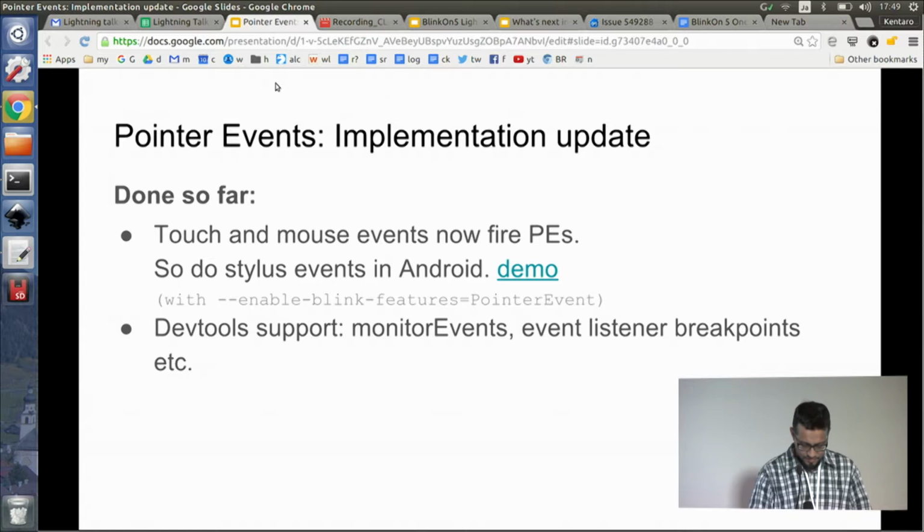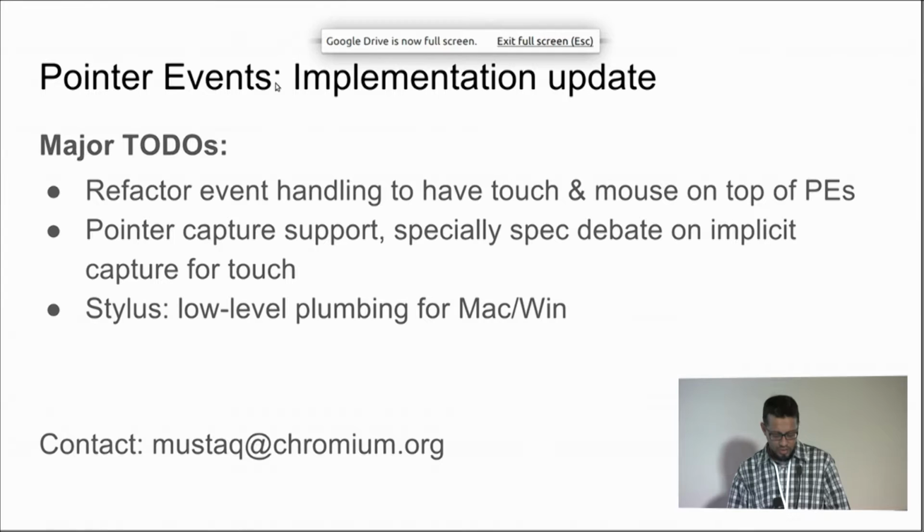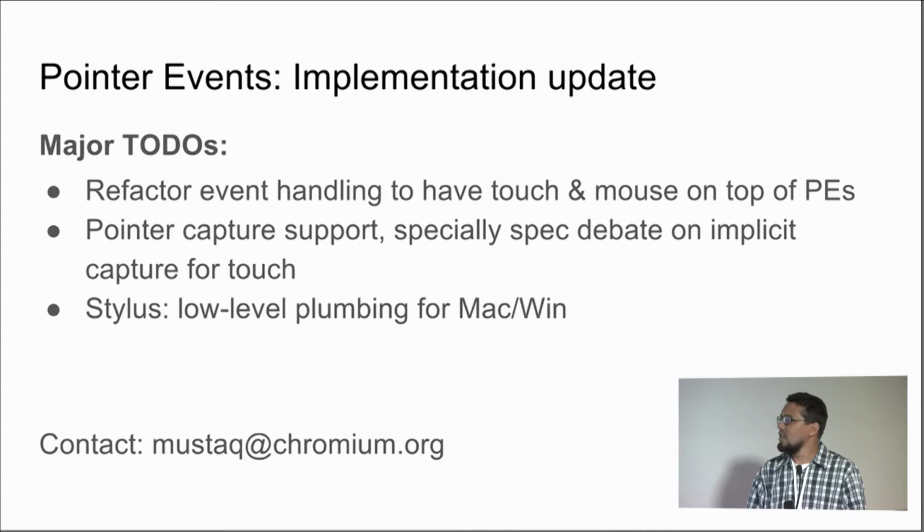And next, what are the major things that we need to do? First of all, we need to do a bit of refactoring in the event handling code in Blink. Currently we have event handling still driven by touch and mouse events, and we are firing pointer events as secondary events. But we really want to move to an event handler that is driven by pointer events, with mouse and touch as the secondary events from that. So that needs some attention.